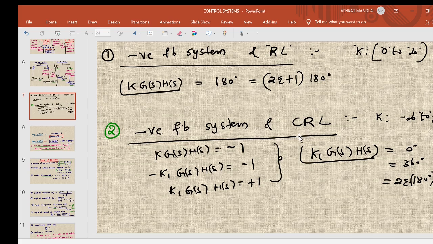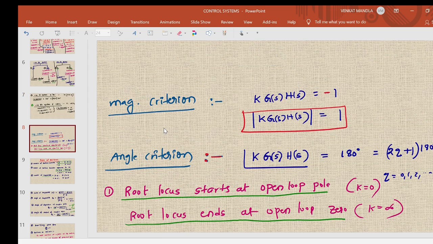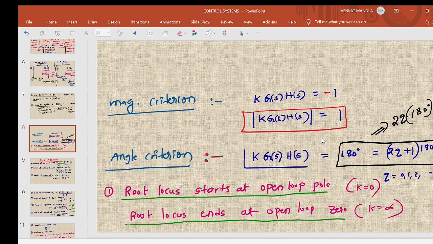So I will explain the rules of this complementary root locus for a negative feedback system, because we have got this angle criterion as even multiples of 180 degrees. I will go through all the rules explained for the root locus plot. Here the angle criterion is changed to even multiples of 180 degrees. Wherever angles appear in the rules, those rules are going to change. The first point is root locus starts at open loop poles, right?